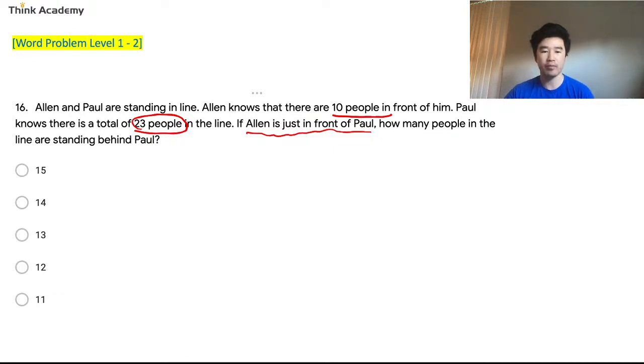So let's draw it out. Here we have Alan, and here we have Paul. So we know their position. Alan knows there are 10 people in front of him. There are going to be 10 people in front of him. And we also know there are going to be 23 people in total. So how can we get the answer here? We know total 23. That means let's draw a big bracket, okay? So here we are going to have 23 people.